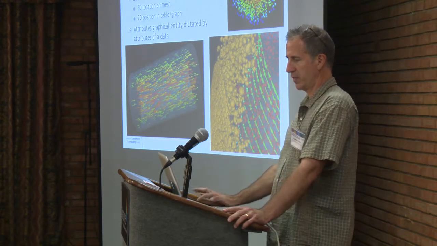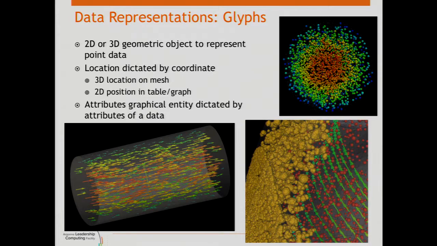So another type of data representation is glyphs, and this is where you take a 2D or 3D geometric object to represent some point data, either a particle or perhaps a vertex on a mesh. The location is dictated by the coordinate, so again, the location on a 3D mesh, or position in a 2D table, for example. And then you take graphical attributes and apply them to different attributes in the data.